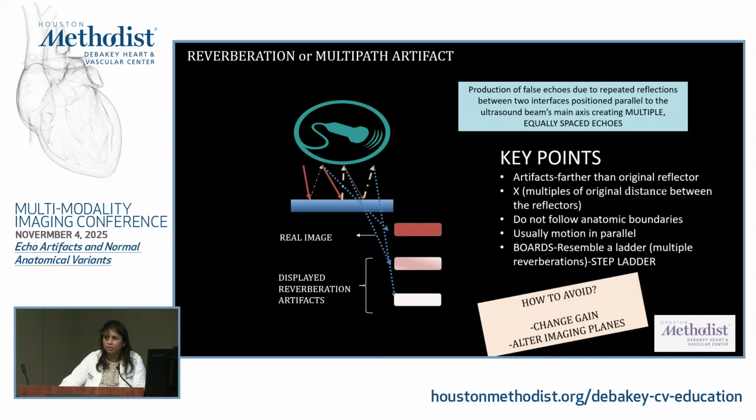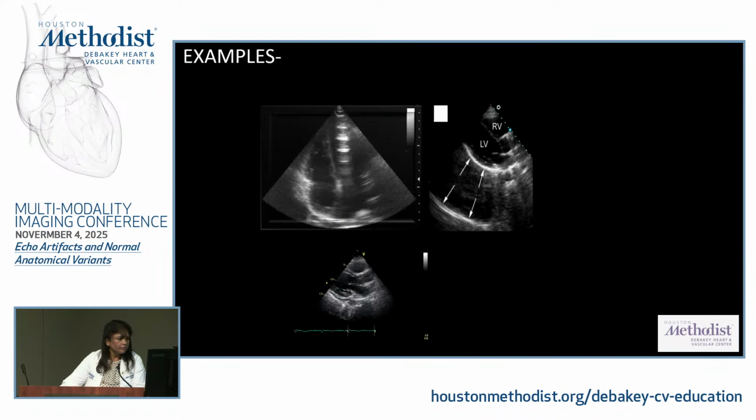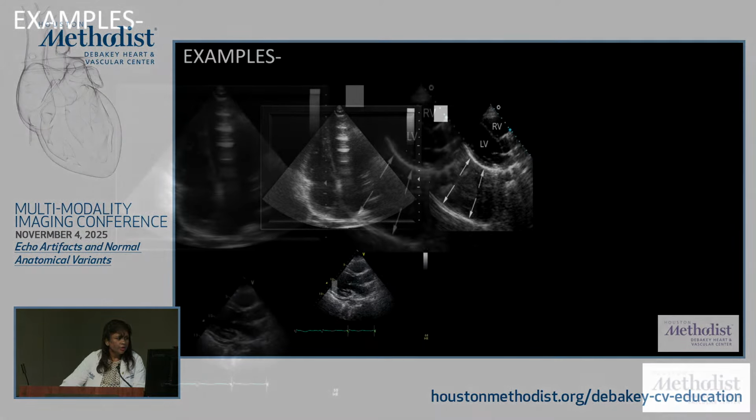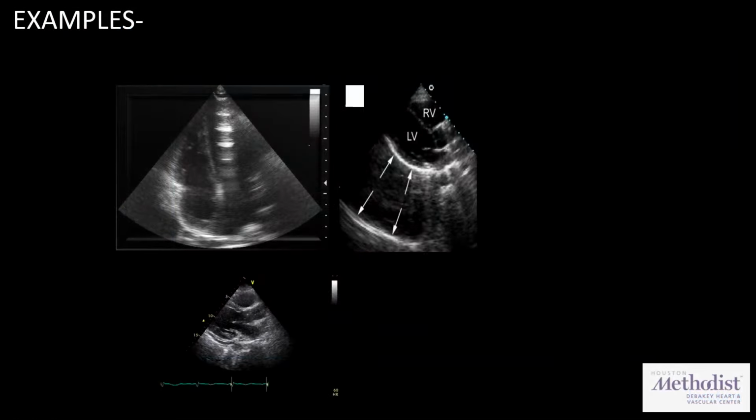Change the gain, right? When the gain is too much, all these reflectors shine too much. Obviously, you want to optimize the gain so you minimize the reflectors. And alter the imaging planes, right? Change the depth so you're avoiding the trigger of that same kind of specular interface. Right, guys? What about this one, guys? So you see how it's like a step ladder, right? But then they're all kind of fused.